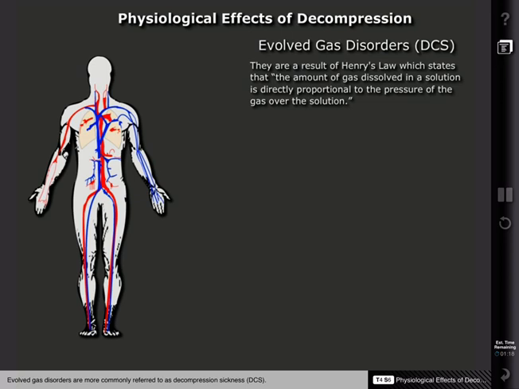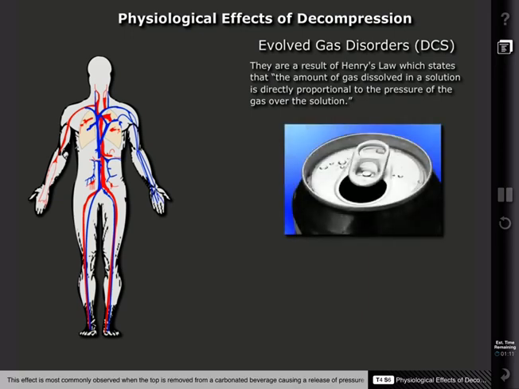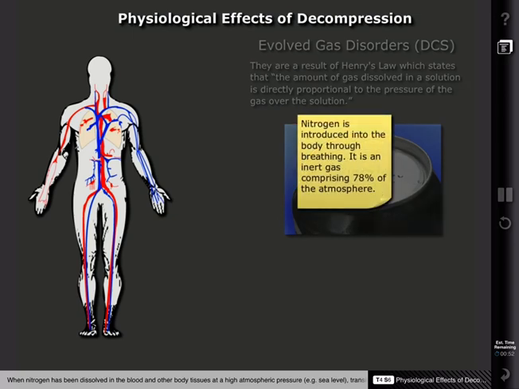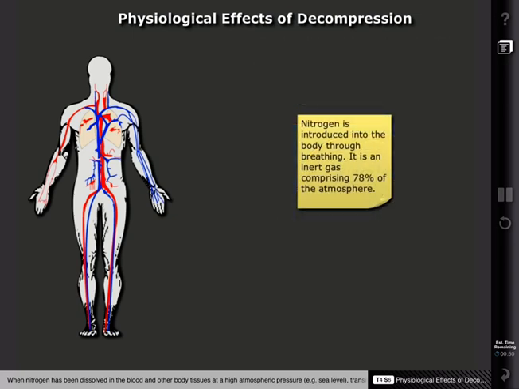Evolved gas disorders are more commonly referred to as decompression sickness or DCS. This effect is commonly observed when the top is removed from a carbonated beverage, causing a release of pressure and forcing the carbon dioxide to bubble out of the solution. The same thing happens to the human body. When nitrogen has been dissolved in the blood and other body tissues at a high atmospheric pressure, for example at sea level, transitioning to a lower pressure will allow the nitrogen to come out of solution in small bubbles.